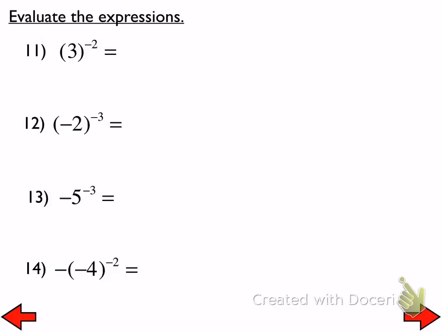Okay. So now take a look at these different types of problems. If you just glance, you notice that some are negative inside the parentheses, some are positive inside the parentheses, some have no parentheses, some have a negative outside and a negative inside. So let's take a look at these. Number 11. We have to find the reciprocal, so that's 1/3 times 3, which is 1/9.